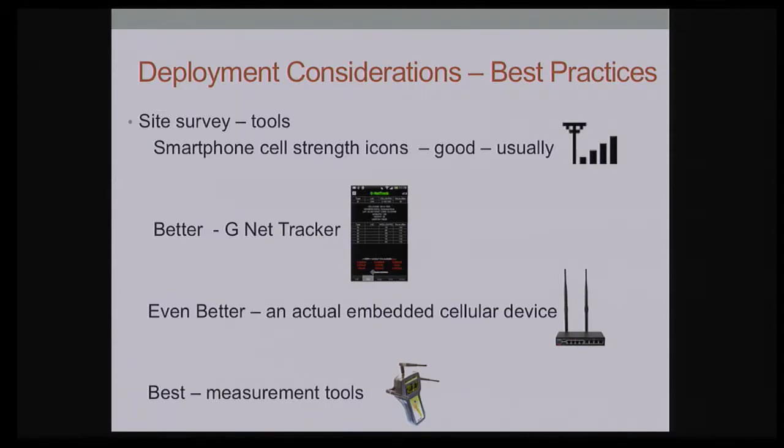You can get an app on your Android. There's a GNet tracker. It's one that the Verizon SEs use, and other customers have installed it. It's a great tool. I don't recommend it, but you can put your iPhone in field test mode, and it'll show you RSSI, the cell signal strengths. Even better is to take the actual router or the embedded cellular out-of-band management device and walk it around. They all tell you the RSSI from the user interface. And the best is a measurement tool. You can get measurement tools that are carrier agnostic and will tell you 3G, 4G signal strengths at your sites.